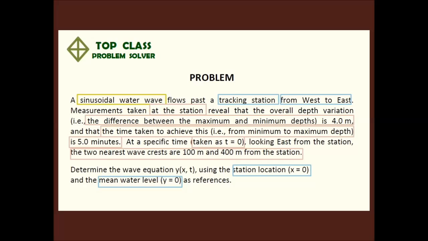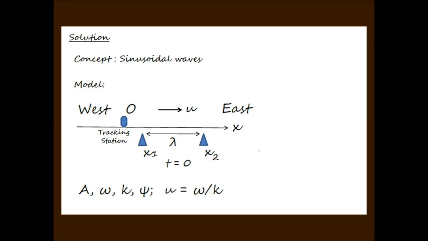We are also told that at time t equals 0, the two nearest wave crests are at x equals 100 meters and x equals 400 meters. We indicate the location of these two crests on our x-axis. We shall call them x1 and x2.